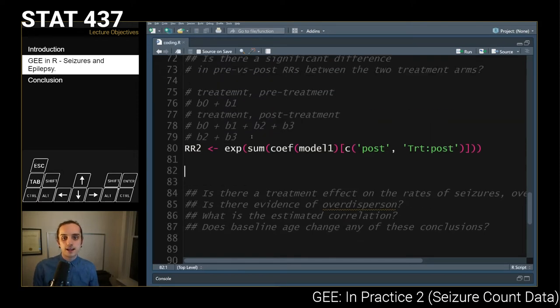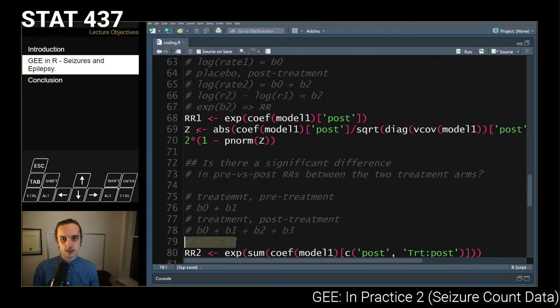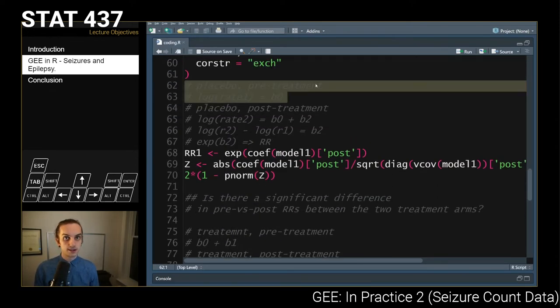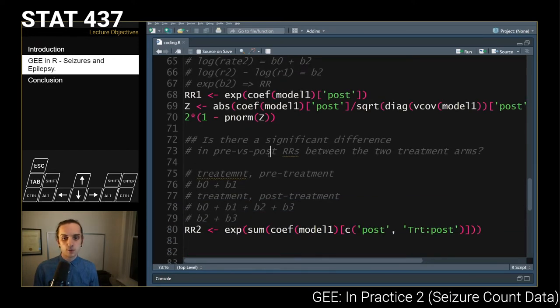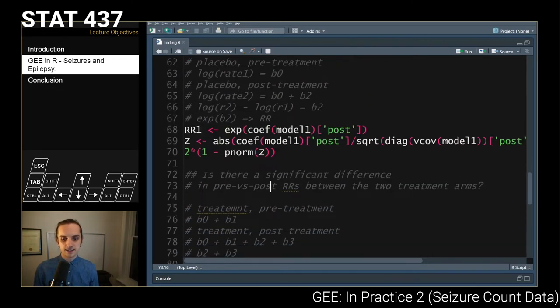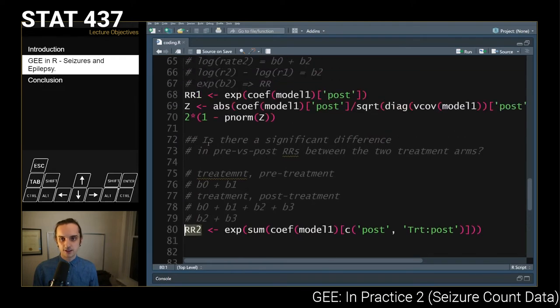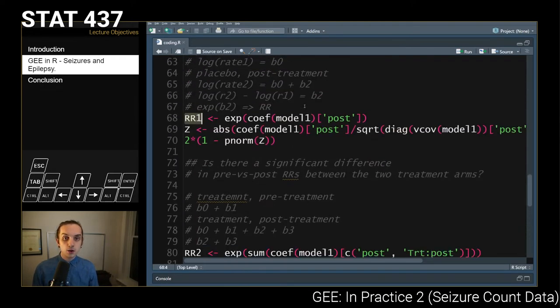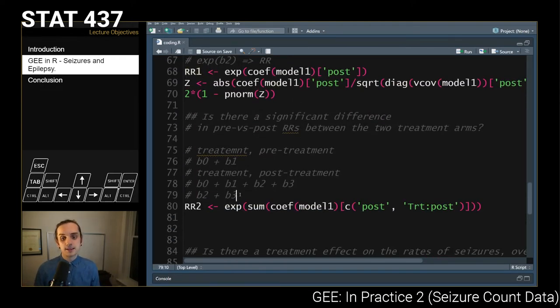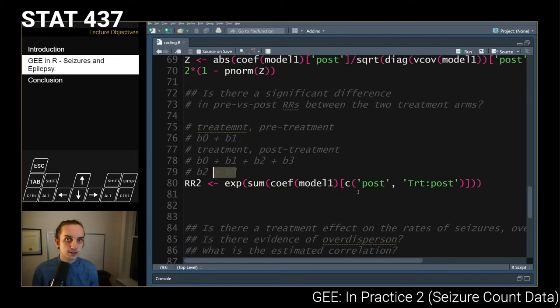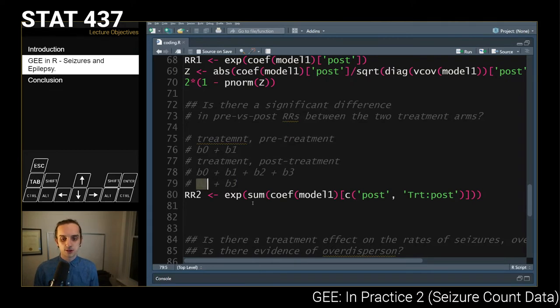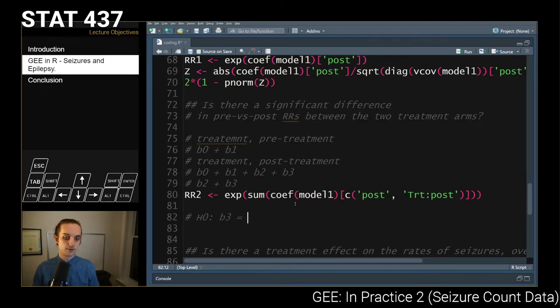And the question at hand is, is this relative rate significantly different from the relative rate we computed up here? And so we want to test whether RR2 is significantly different from RR1. Well, the way that we could test this is testing whether B3 is equal to zero, because if B3 is equal to zero, then the relative rate in both groups is just B2. And so this becomes a test of H0: beta 3 equals zero.